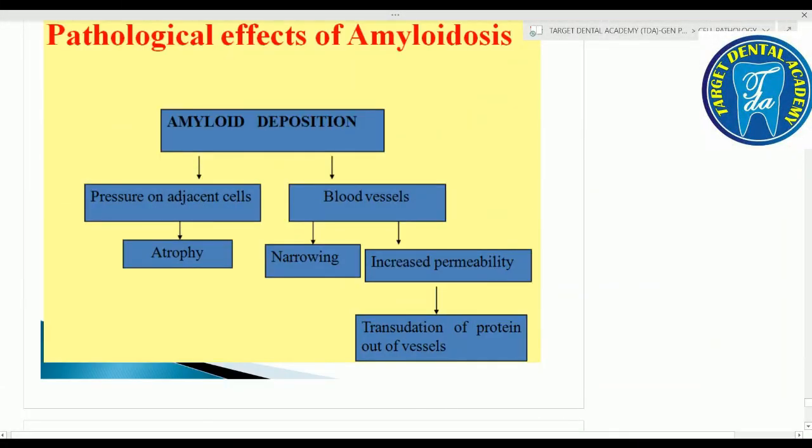Coming to the pathological effect of amyloidosis. Amyloid deposition creates pressure on the adjacent cells, which leads to atrophy, while amyloid deposition in the blood vessel leads to narrowing and increased permeability, which leads to the transudation of protein out of the vessel. Important.